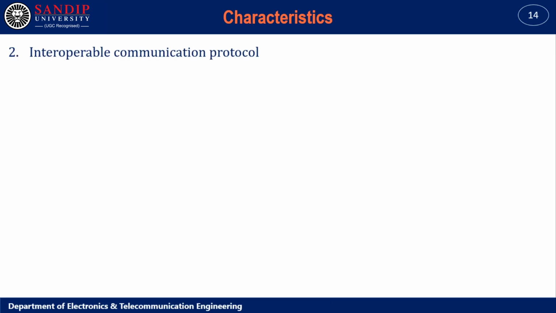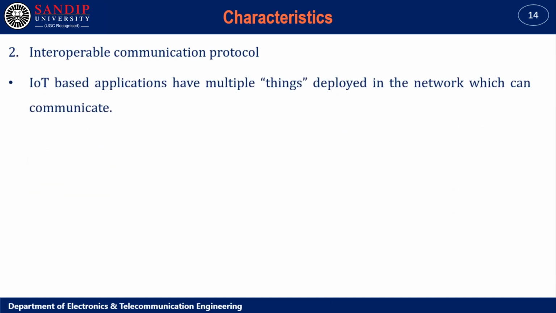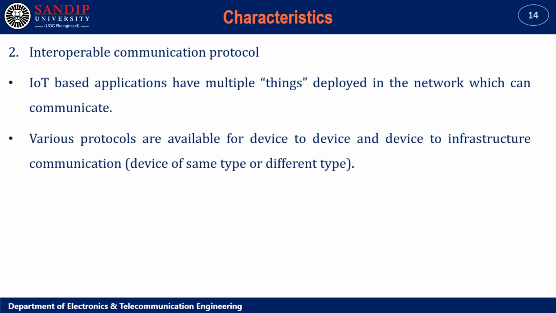Second, interoperable communication protocol. IoT-based applications have multiple things deployed in the network which can communicate. Various protocols are available for device-to-device and device-to-infrastructure communication, that is, devices of the same type or different types.